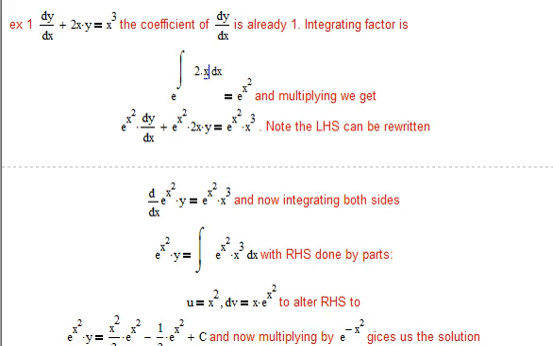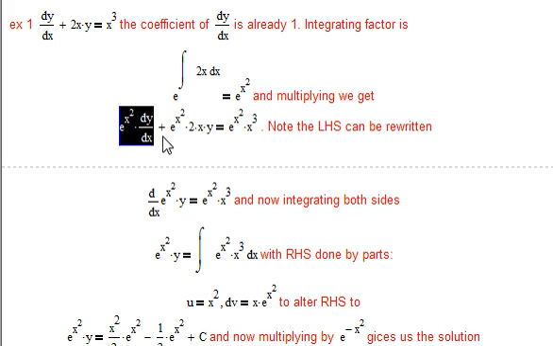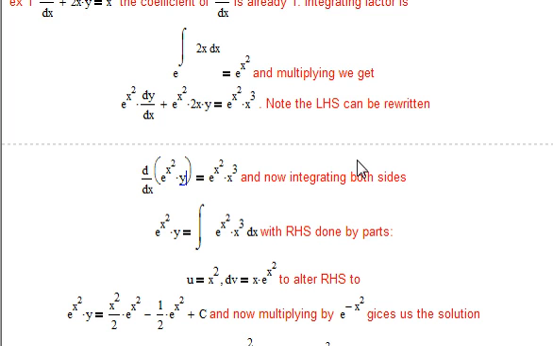So now we have e to the x squared dy/dx plus e to the x squared times 2x times y equals e to the x squared times x cubed. But notice this left-hand side, once we multiply by the integrating factor, is just the product rule applied. I'll make this a little more obvious. That's the product rule applied to e to the x squared times y.